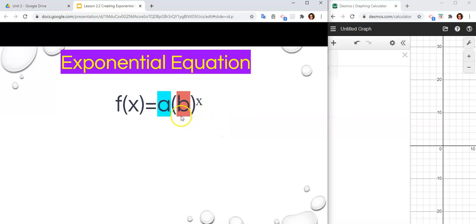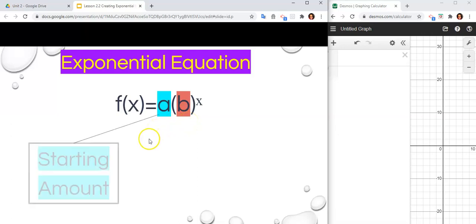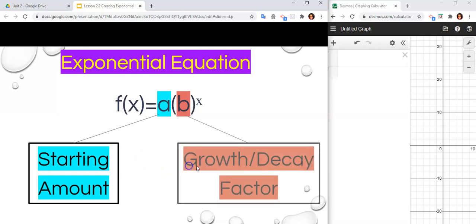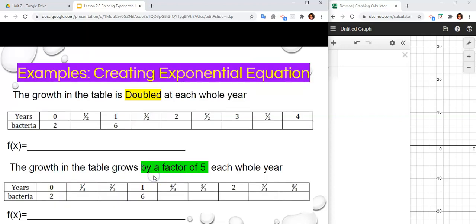All right, so today our objective is to create some equations. Our a value is always going to represent our starting amount. So as we're looking to create equations, anything that goes inside this a value is where we start. And for our b value, that is going to be either our growth value or our decay value, meaning how fast something is growing or how fast something is shrinking. So let's move on. Let's look at some examples in everything that we do.